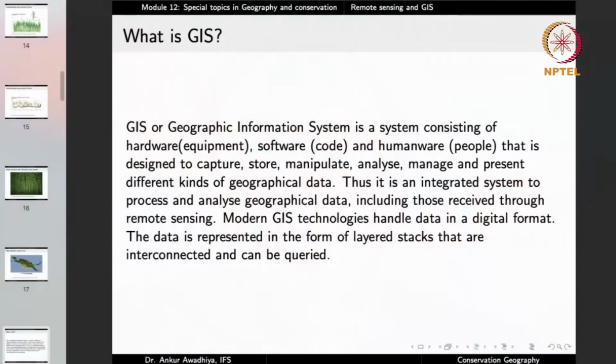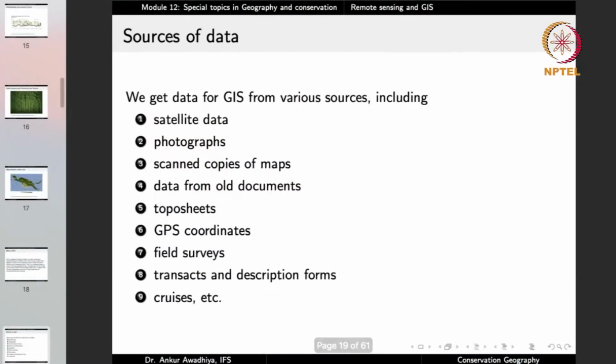And GIS permits you to compute these locations by querying these geographical data. Otherwise it would have been very difficult. You would have to take different maps and overlay them one on top of the other by, say, converting them into transparent sheets, and it would have been a very labor intensive exercise. But with modern GIS software you are able to do them in no time.